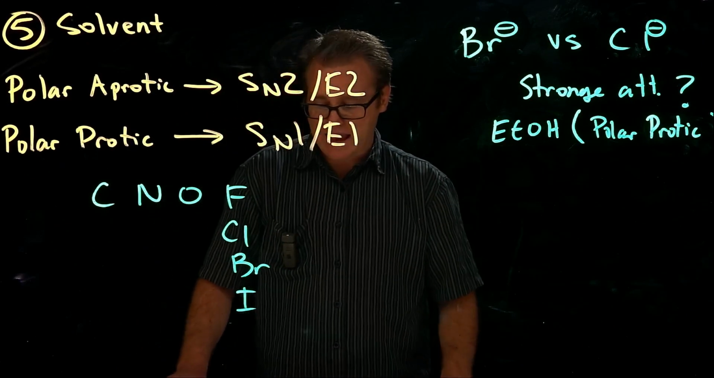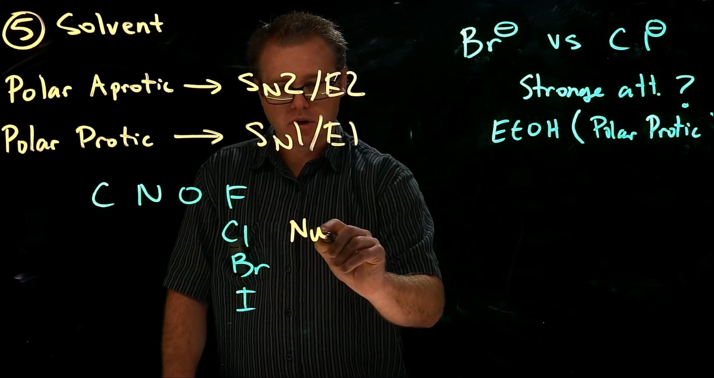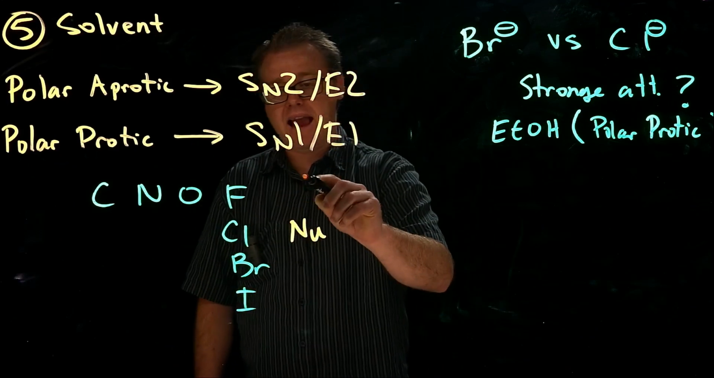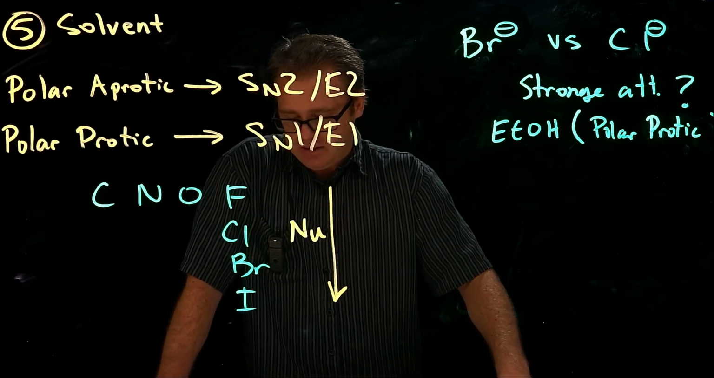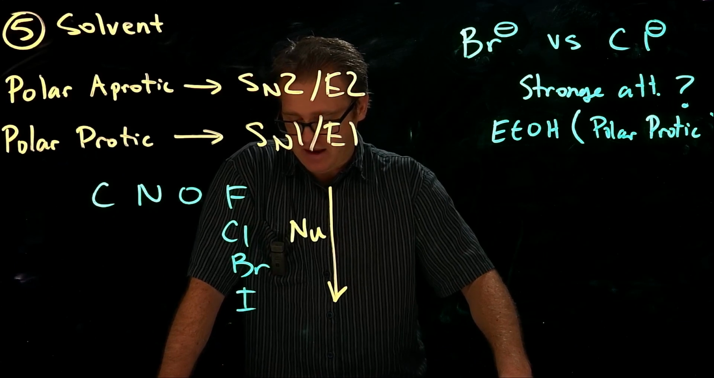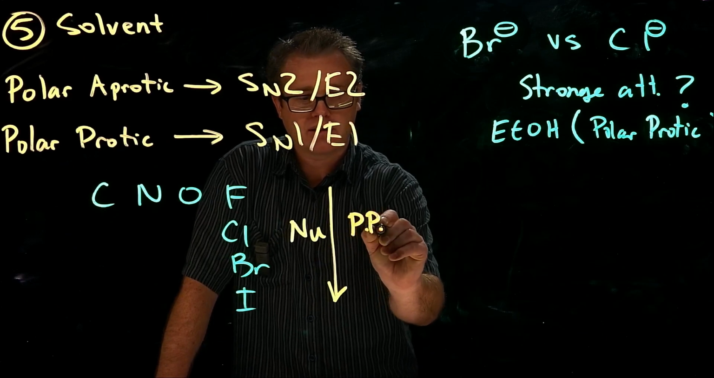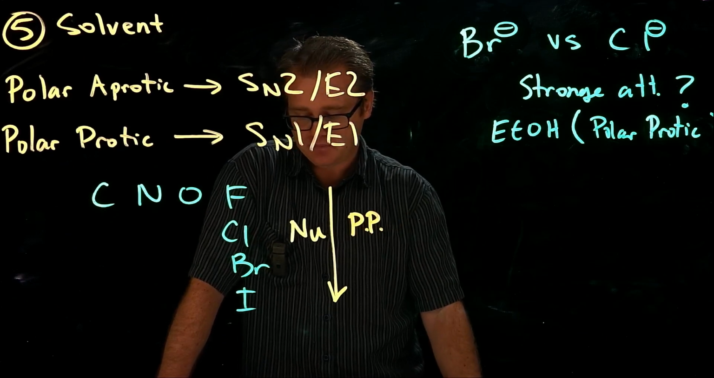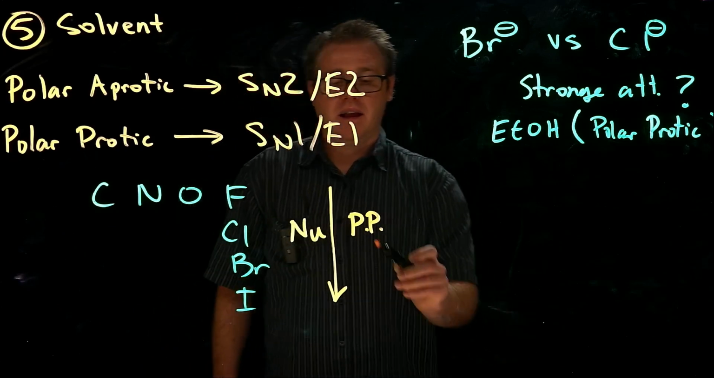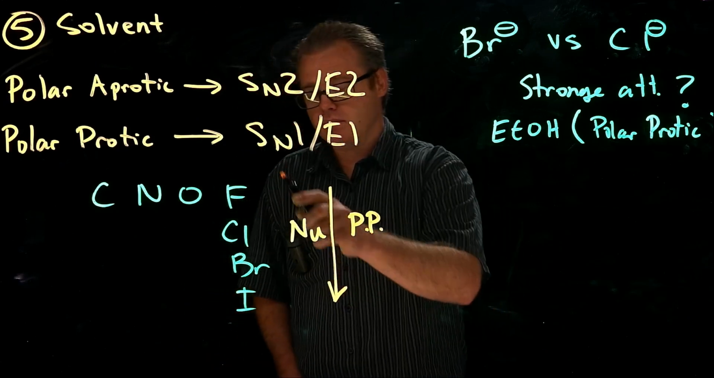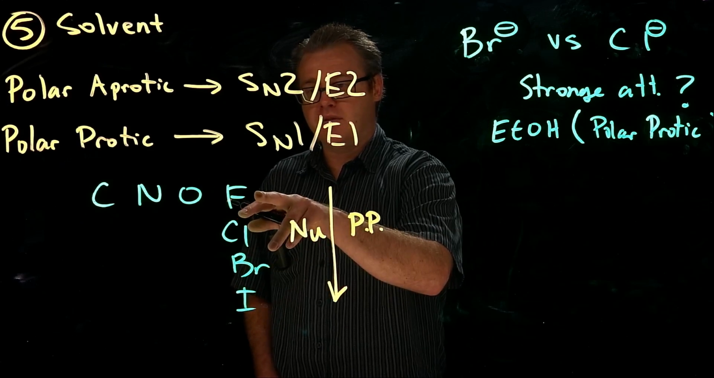So let's take a look at nucleophilic strength as we go down. Just like that, okay? And I want to take a look at the nucleophilic strength when we're looking at polar protic solvents, okay? So what we're showing here is that in polar protic solvents, the iodide is going to be the stronger nucleophile than the fluoride.